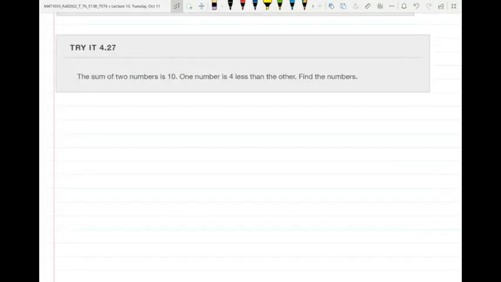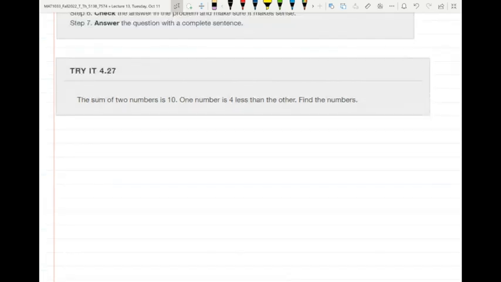So what I'm gonna do is, there are two types of problems for each type. I'm gonna do one, and then I'm gonna let you try the other one, and then we do it together, and then I'm gonna do another type, and then you try a similar one, and so on. Let's start with something very simple. The sum of two numbers is 10. One number is 4 less than the other. Find the numbers.